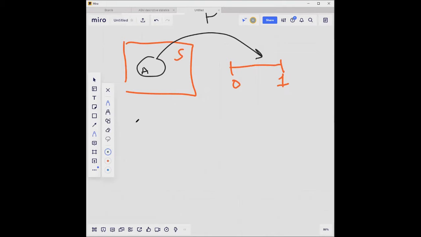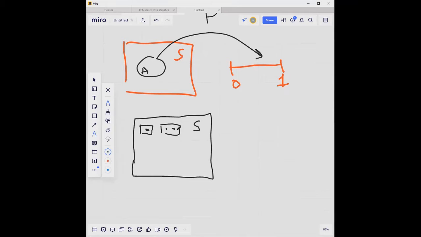Let's assume that our experiment consists of throwing a die a single time. Then my sample space consists of outcomes from 1 to 6. So numbers 1, 2, 3, 4, 5, and 6.